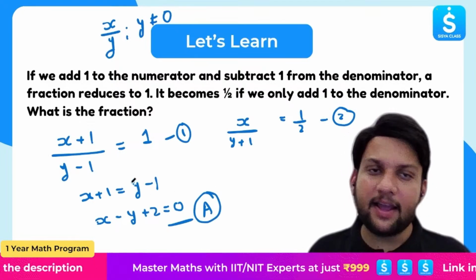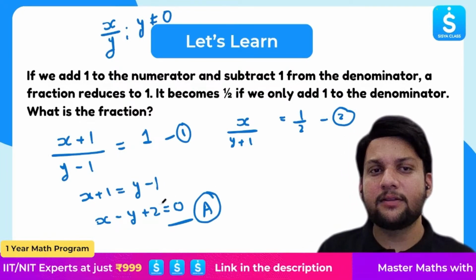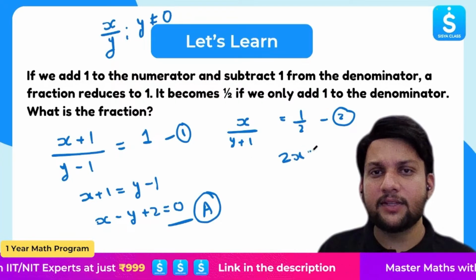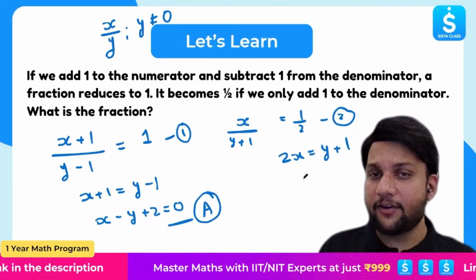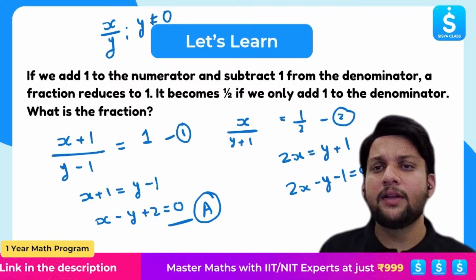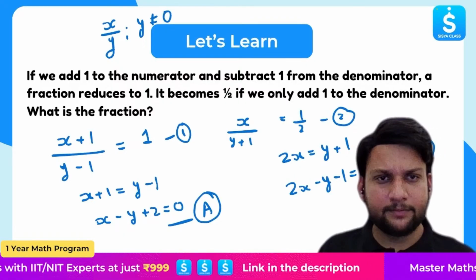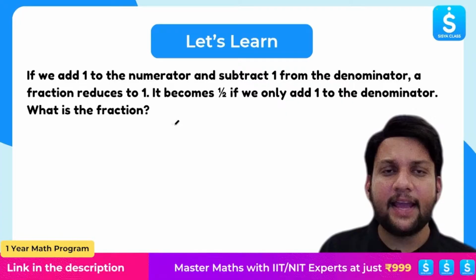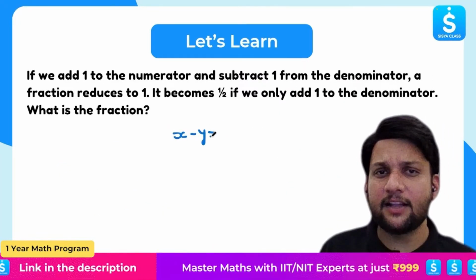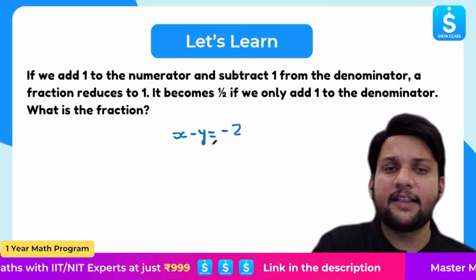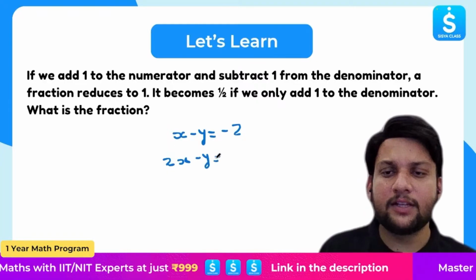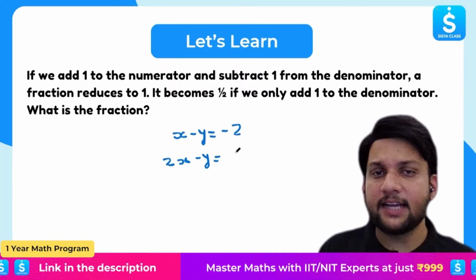Then x, y I took here: x minus y plus 2 is equal to 0. In this case, I'm getting 2x equals y plus 1. If I simplify this, I'm getting 2x minus y minus 1 equals 0. This becomes my equation number B. Right? So I will write it here one more time. x minus y plus 2 equals 0. Plus 2, if I take the other side, I will get x minus y equals minus 2. And the second equation I'm getting is 2x minus y equals, if I take minus 1 to the other side, 1.